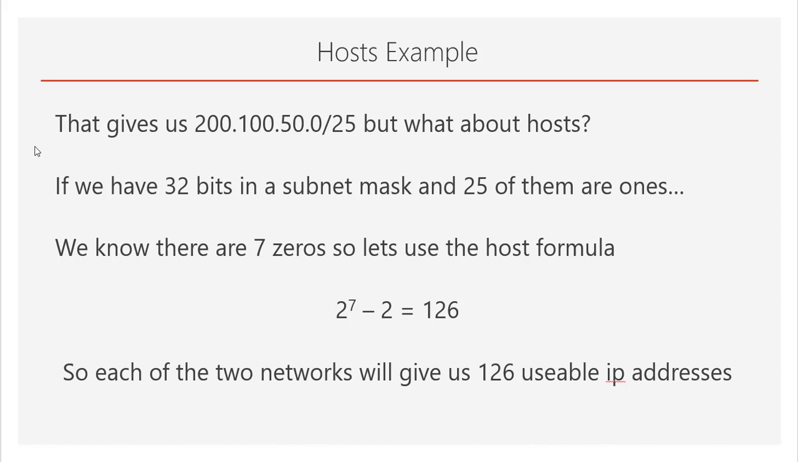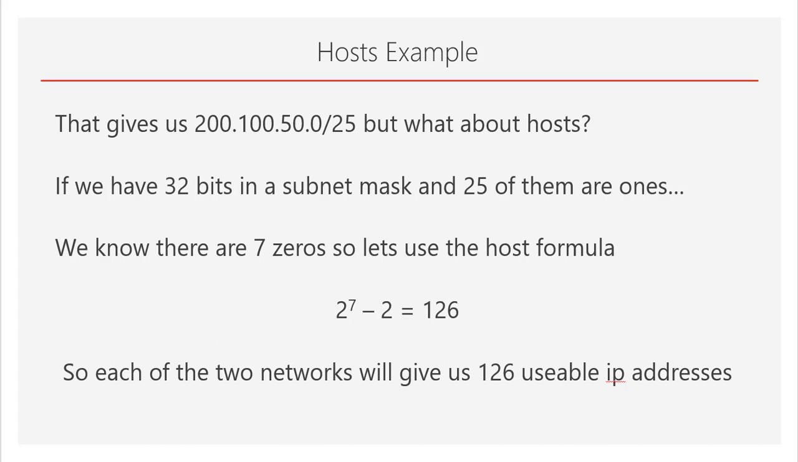Remember, a subnet mask always has 32 bits, and an IPv4 address always has 32 bits. So if we have a 32-bit subnet mask and 25 of them are ones, we know that there are 7 zeros. So then we just plug that 7 into the y formula. So 2 to the y, or 2 to the 7, minus 2 gives us 126.